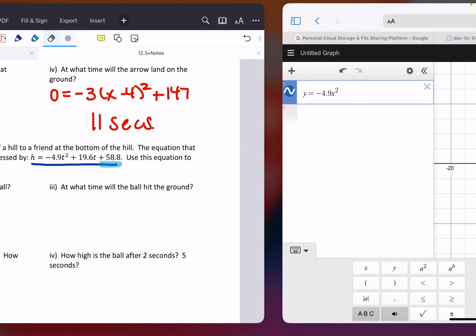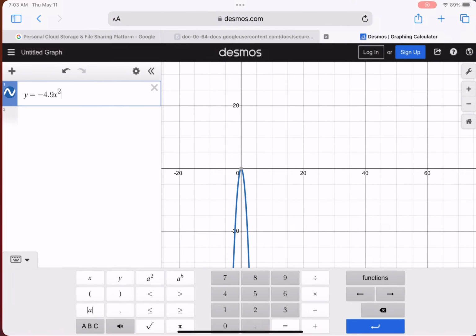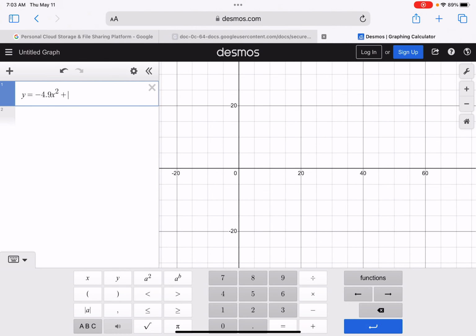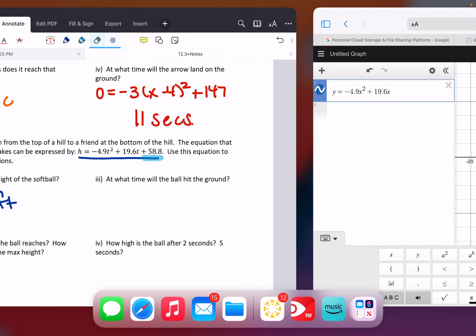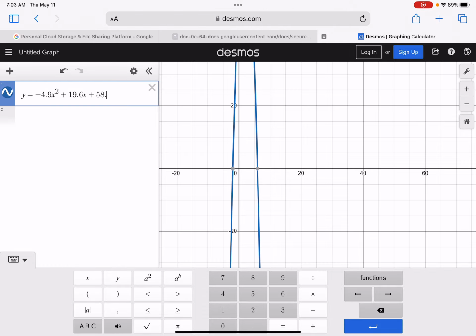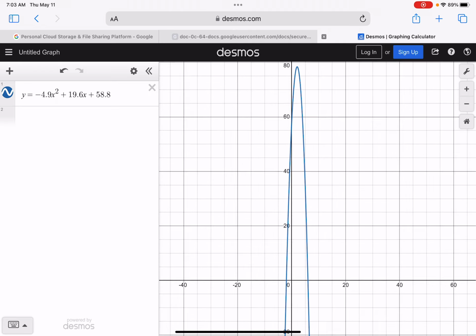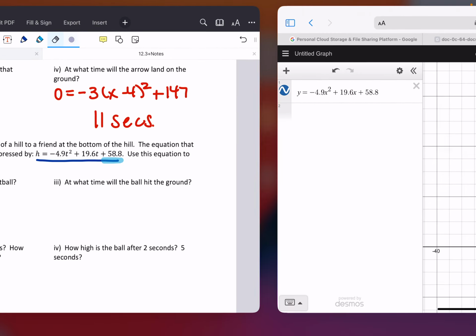I'm going to use just the x instead of the t. It's the same thing. It's just a variable. Plus 19.6, I'm going to use the x instead of the t. Plus 58.8. And there is our parabola. Again, you can zoom in and zoom out, get it to go wherever you'd like on the graph.